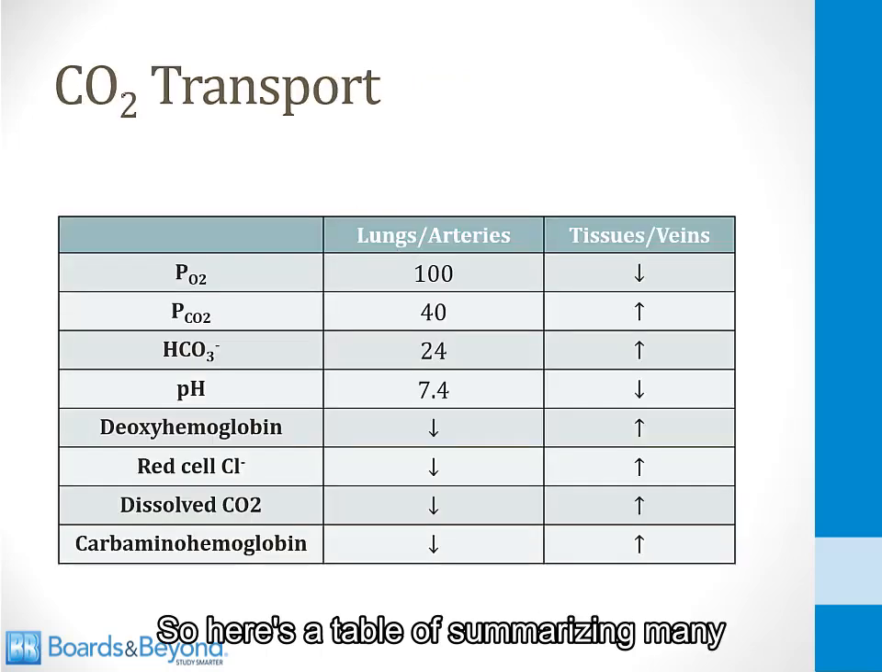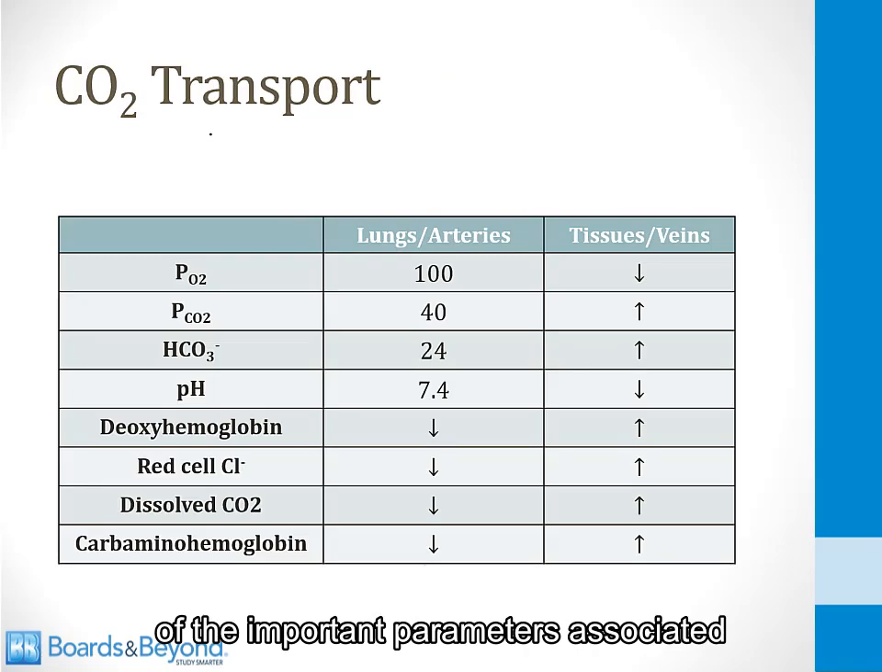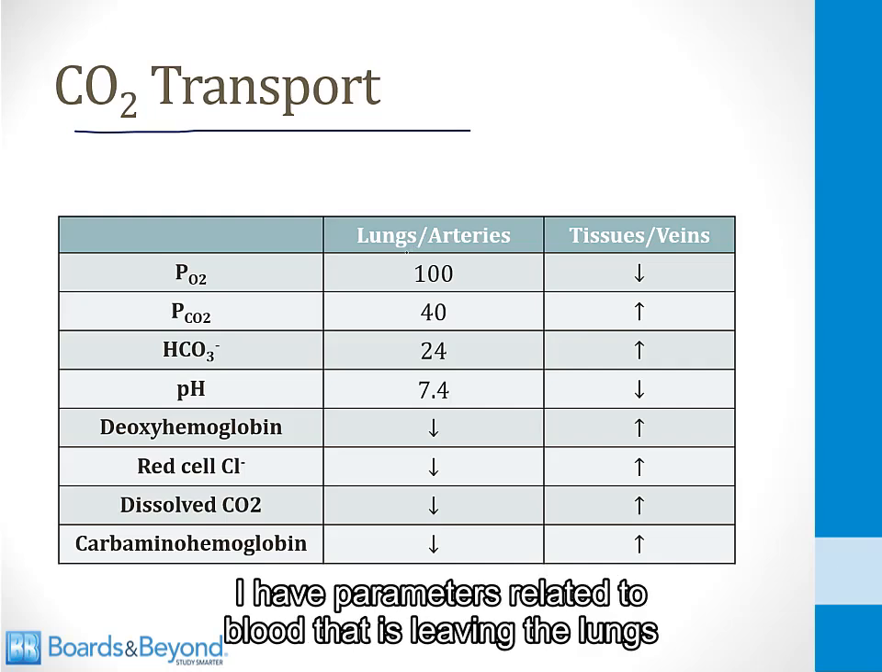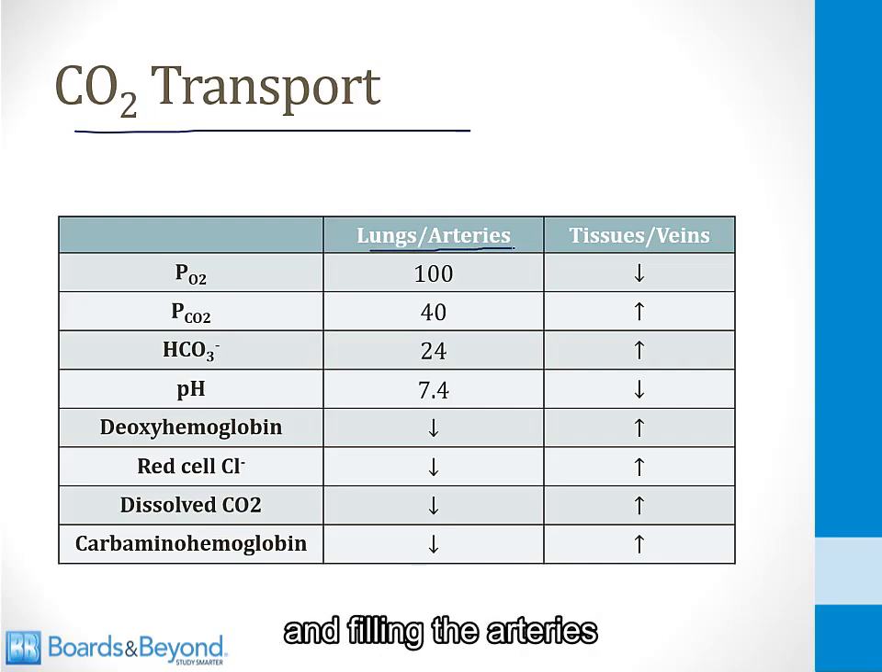So here's a table summarizing many of the important parameters associated with carbon dioxide transport in the blood. On the left side of the table, I have parameters related to blood that is leaving the lungs and filling the arteries.